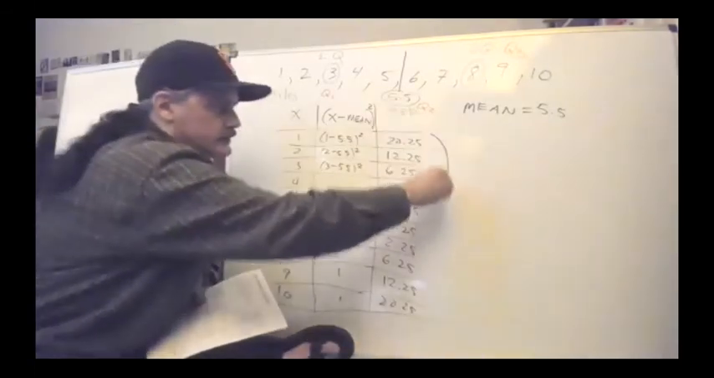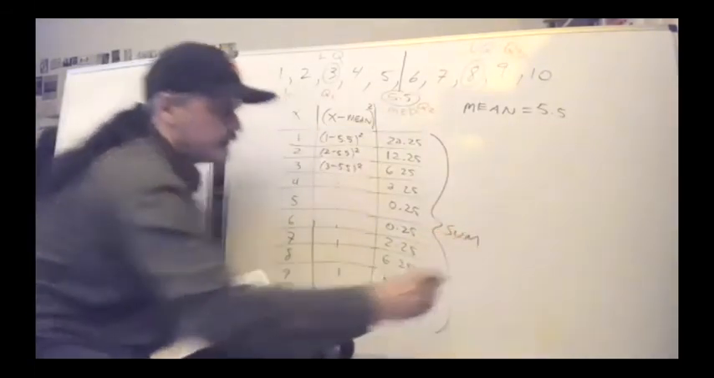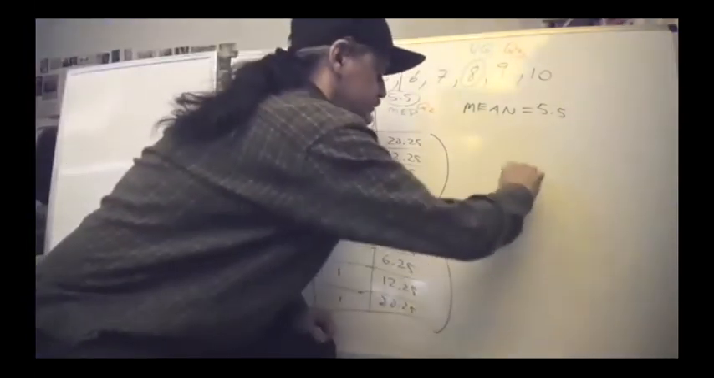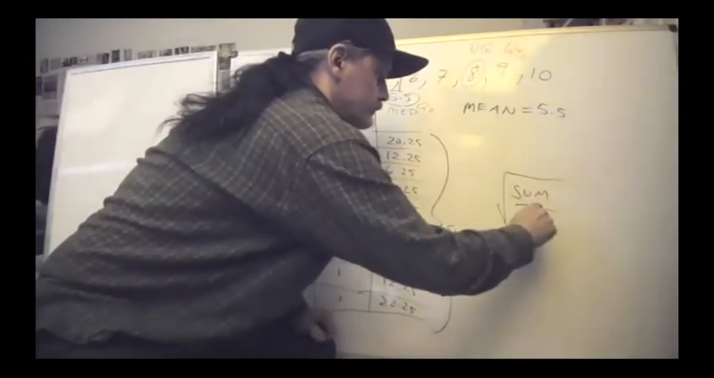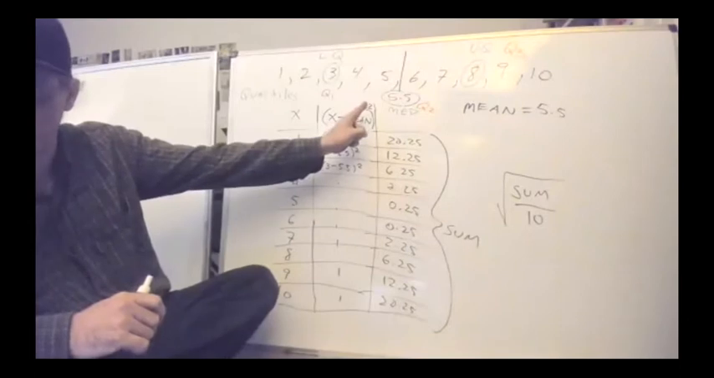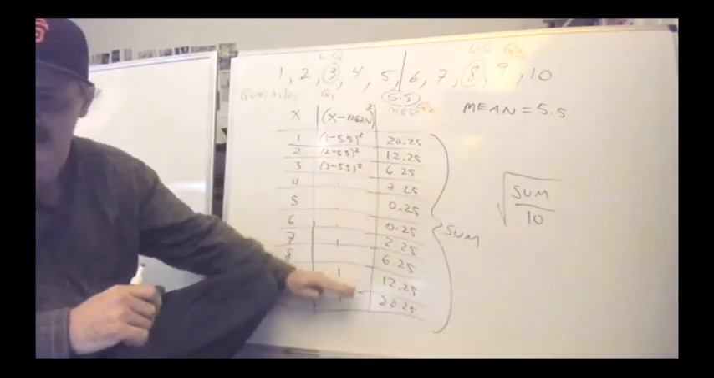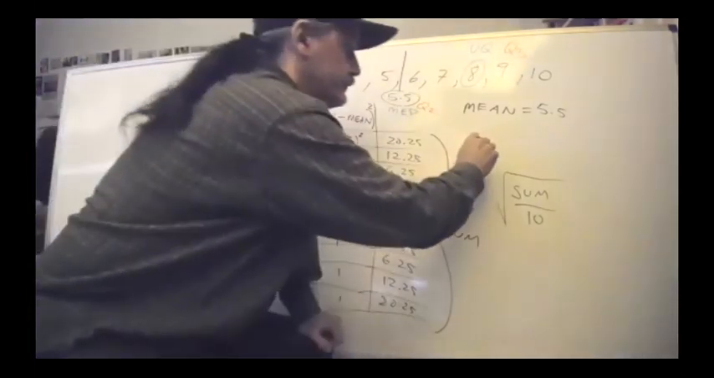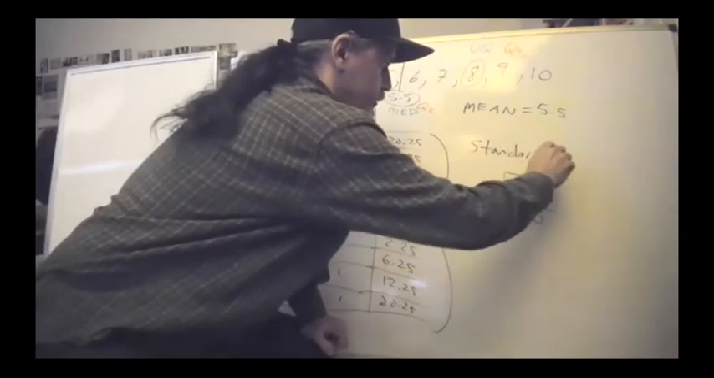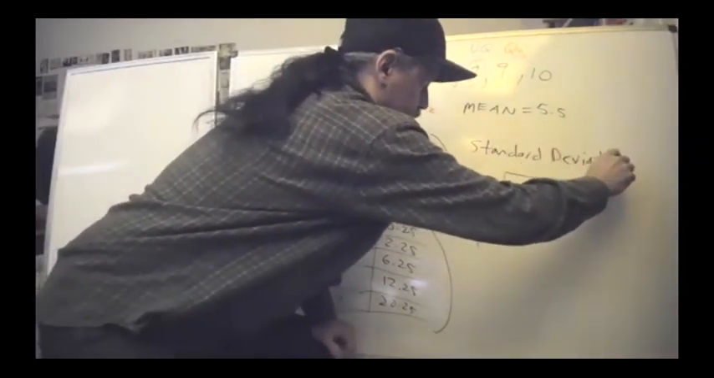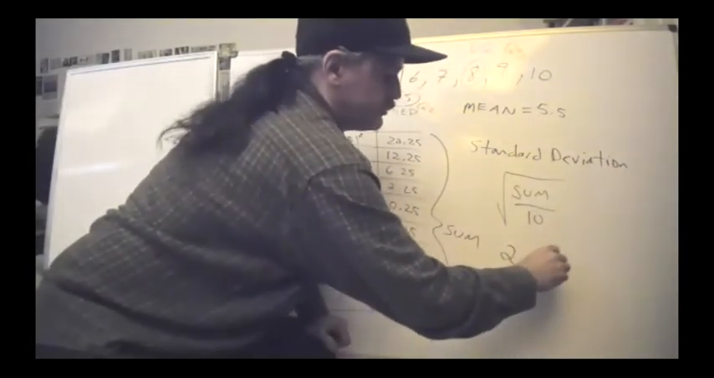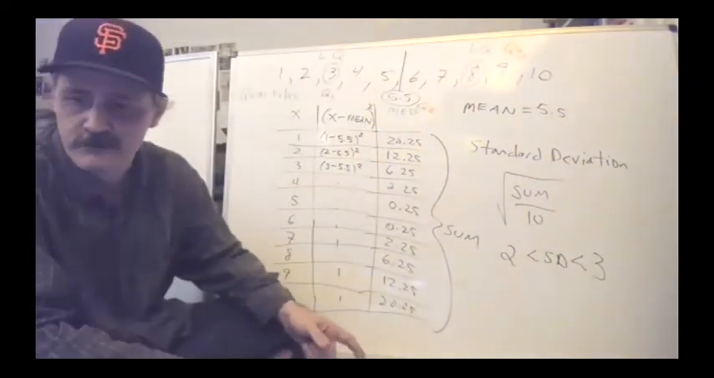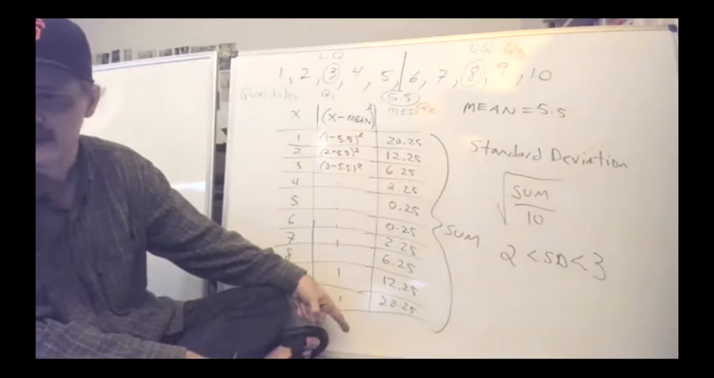Okay, and these are always going to be positive, and then you take the sum of those numbers, and then you divide by 10, because there's 10, and then you take the square root, because we're compensating for having to square the numbers so we can avoid the positive negative issue. And this is called the standard deviation. And it should be between 2 and 3. So I'll just tell you it's in between 2 and 3. So if you make a really goofy mistake, you can go back and check. And it might be something goofy you did here.